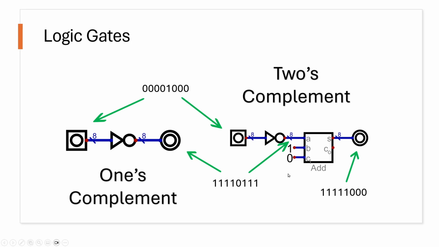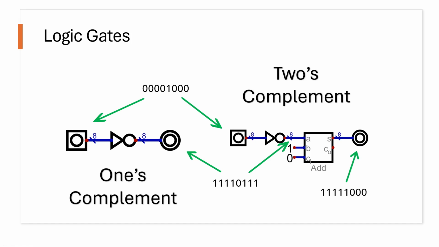Well, why do we have two different systems? Why not just one system and everybody uses ones complement? Well, the reason for that is that twos complement solves a few problems that are created with the ones complement system.